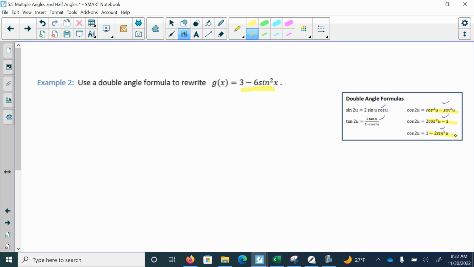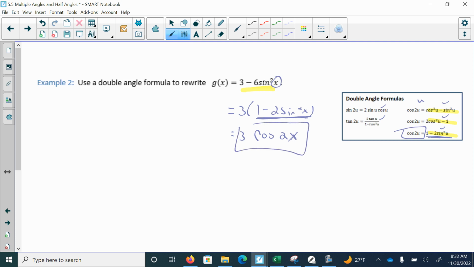I noticed that these have 1s, so I'm going to factor out what I can. I can factor out 3 and make it 3 times the quantity 1 minus 2 sine squared x. So here's that 3, and this 1 minus 2 sine squared x is right here, and that's equal to cosine 2x. So I'm going to say 3 cosine 2x. Now these formulas are all in u, but this formula gave me an x, so I'm going to use the x and not the u. That is my final answer, and that's all they want me to do, so don't overthink that one.